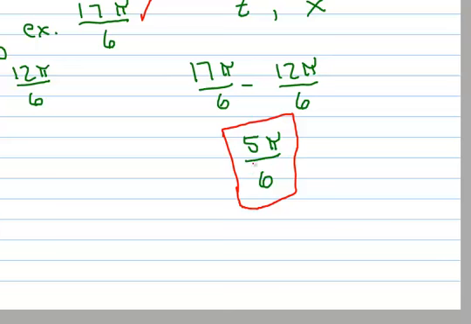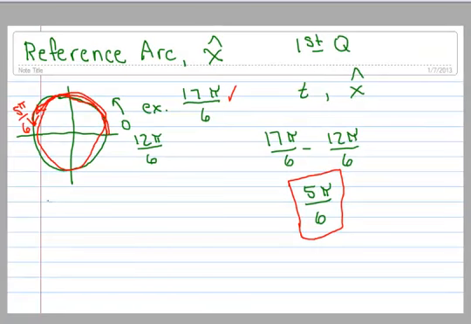So now I want to find the reference arc. Okay, so to find the reference arc, now you take this 5 pi over 6, because now that's my least positive coterminal arc, and I want to subtract pi. Remember, pi is right over here, so what that does, let's make that 6 pi over 6, that's the same as pi, so when I subtract that I get pi over 6. So I end up with this pi over 6 right over here, okay?